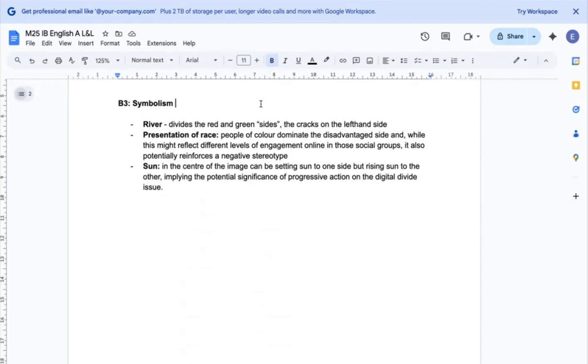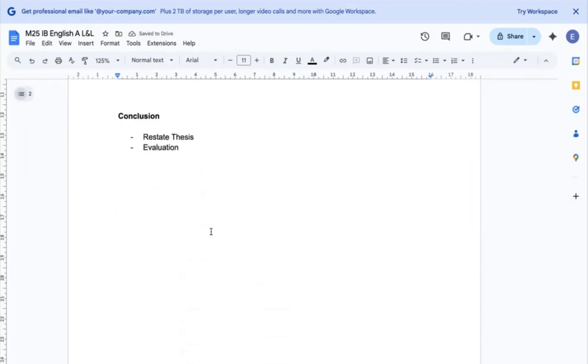Lastly, the sun in the center of the image can be setting to one side, but rising to the other. It may imply the potential significance of progressive action on the digital divide. For the conclusion, restating the thesis and briefly pointing out the limitation of the extract, considering its purpose, will be good enough. All right, this is the end of paper 1. What follows is paper 2.